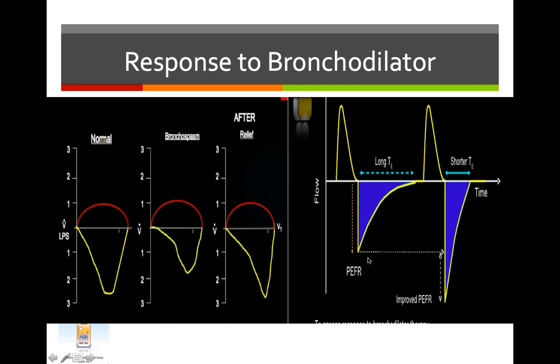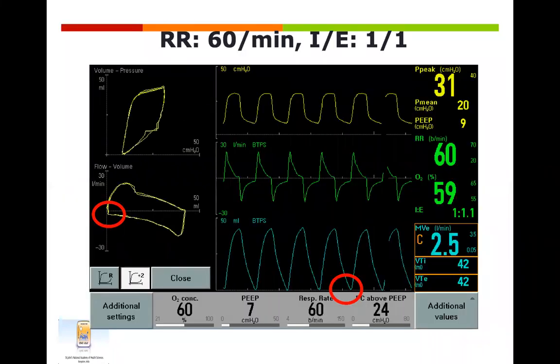Same if you see in the flow, the peak expiratory flow is less and it is taking time. Here also peak expiratory flow is less, and when you gave a bronchodilator, the peak expiratory flow rate came back to normal early. So this is the response you can see. You can see the problem, and when you treat, you can see the response. Let's see the live examples.